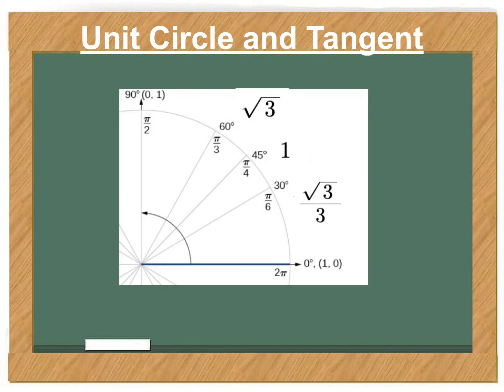So just to neaten that up, what you want to think about with your tangent is those are the 3 common tangents that we're going to be using. So my smallest one is root 3 over 3, my medium one is 1, and then my biggest tangent is root 3.